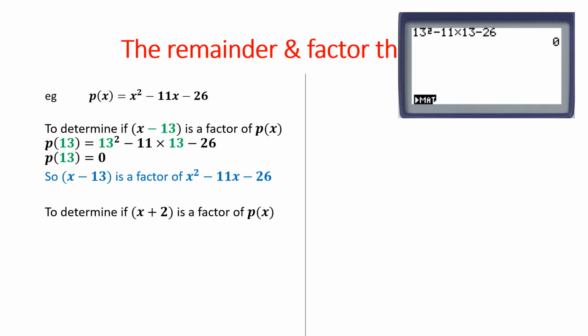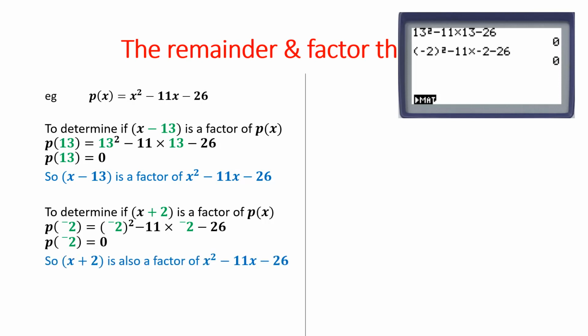Let's keep going and see if we can determine if x plus 2 is a factor of the polynomial. To do that, I need to substitute in negative 2 into the polynomial and work out p of negative 2, because the factor is x plus 2. So let's go negative 2 all squared minus 11 times negative 2 minus 26. And again, I get 0, which shows that x plus 2 is a factor of the polynomial.